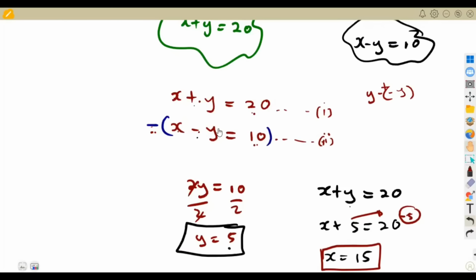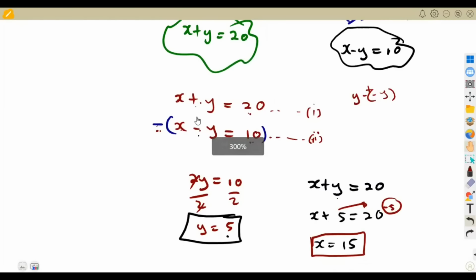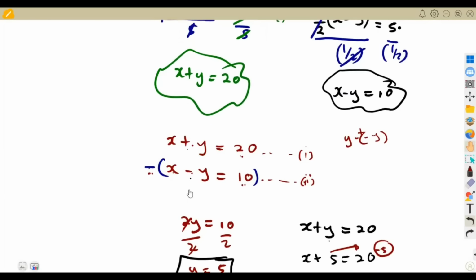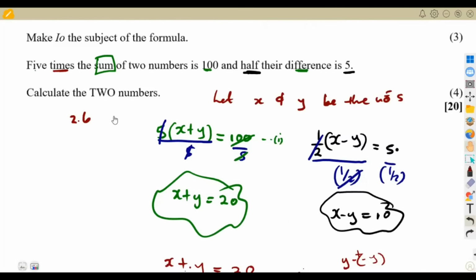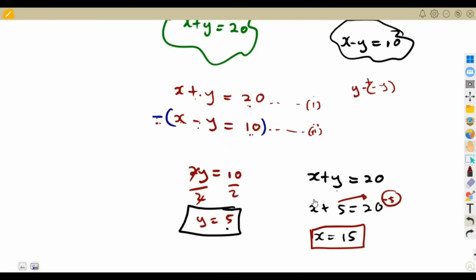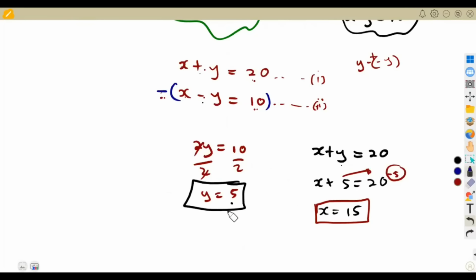So these are the two numbers. Remember, we are supposed to obtain the two numbers that will give us the conditions that we are given. So the two numbers will be 15 and 5, or 5 and 15. Therefore, the two numbers will be 5 and 15.